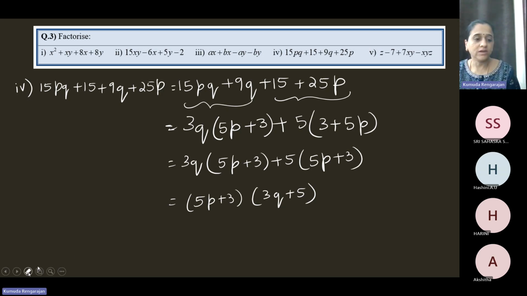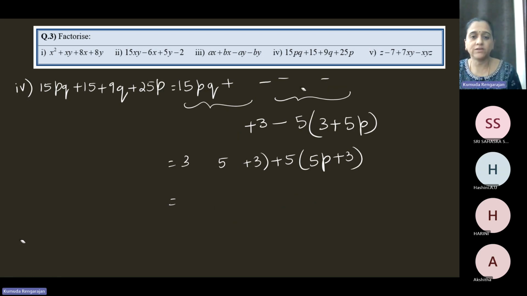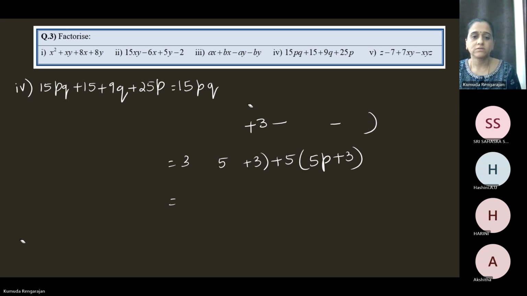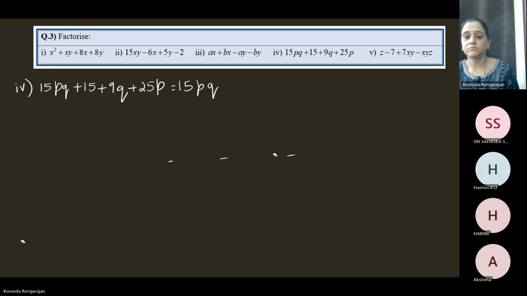All right. Okay, now here we exchange the second and the third terms, right? Okay, we'll do this. We'll exchange the second and the fourth and see if it works. Okay, we'll put the fourth term here. Plus 25p plus 15 plus 9q. See, here you have 15 and 25, right?